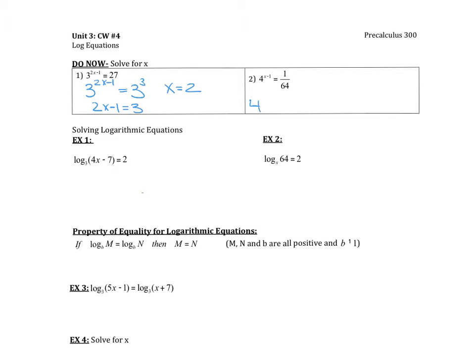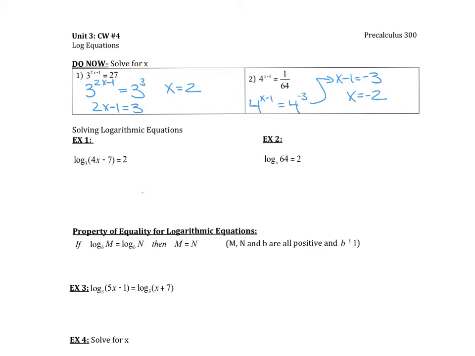For problem number 2, we have 4 and 1 over 64 on the right side. Both of them can be written in terms of 4. Left side is 4 to the x minus 1. Be careful on the right side. 1 over 64 is the same as 4 to the negative third. Again, since the bases are equal to each other, you set the exponents equal to each other. X minus 1 equals negative 3, and you solve for x, which is negative 2.